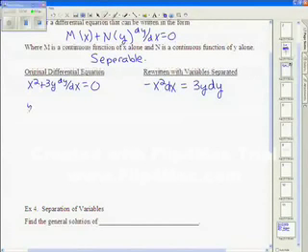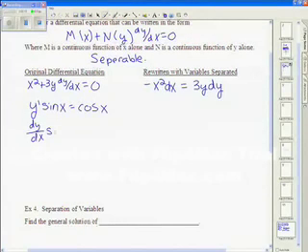All right, how about if I have y prime sine x equals cosine x? And I want to separate these. Now, this one's a little trickier. How can I rewrite y prime? Good. Rewrite it as dy/dx, okay? That's going to help you. So, dy/dx sine x equals cosine x.